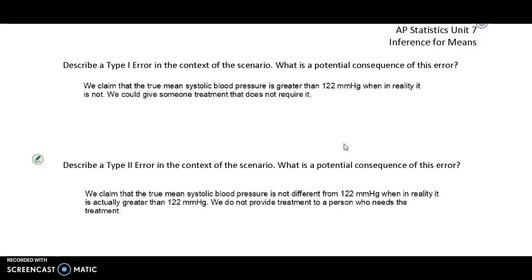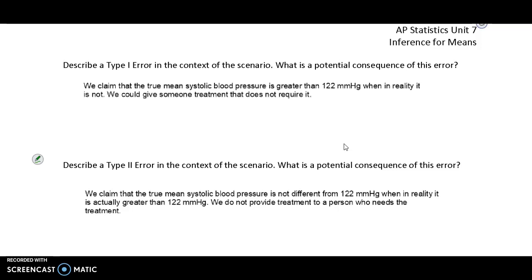So we're going to start treating you, but it's not the end of the world, you just didn't actually need it. Well, in a type 2 error, I fail to reject the null hypothesis, but the null hypothesis is actually false. So I claim that the blood pressure is not different than 122, when in reality it is actually greater than 122. And I now have not started providing treatment to a person who actually needs the treatment. Now looking at these two options, which one is worse? I would argue a type 2 error, since I'm not treating someone with a disease, as opposed to in a type 1 error, where I am treating someone, but they don't need it.